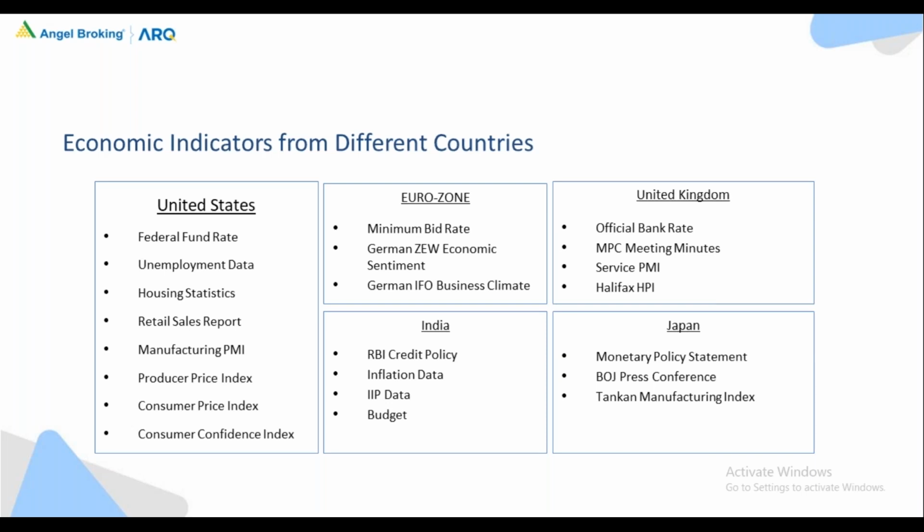Similarly, you have it for the Eurozone, the United Kingdom, India as well as Japan. All these economic indicators give an investor a sense of what is happening in that particular country with regards to the employment scenario, growth, the housing environment that's being built up, and the purchasing manufacturing index. So it clearly gives you a gist of whether the country is growing or slowing down.